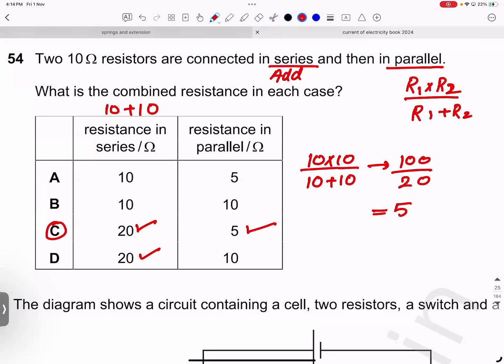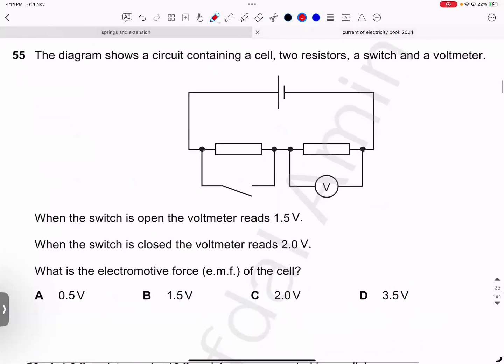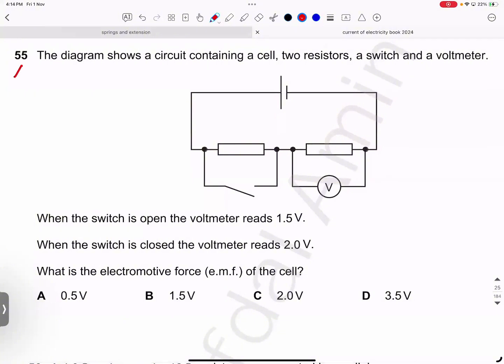Question number 55. 55 is the review question for you for future. Put a star. Whenever you do revisions, you should come back for star questions. The diagram shows a circuit containing a cell, two resistors, a switch, a voltmeter. When the switch is open, the voltmeter reading is 1.5. Okay, switch is open, this is 1.5.